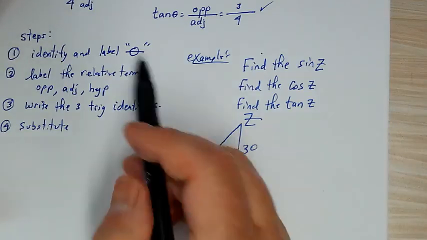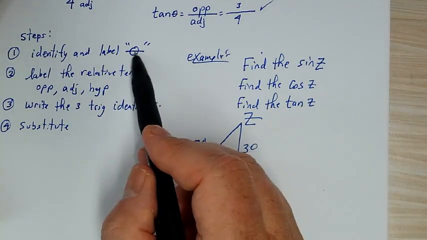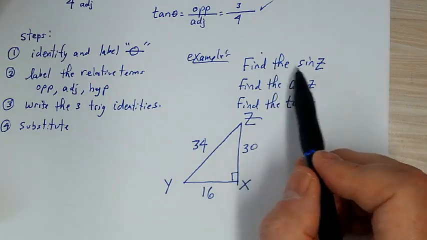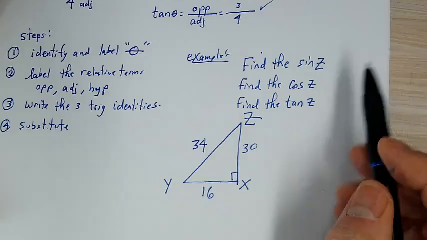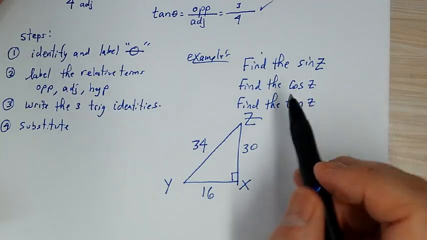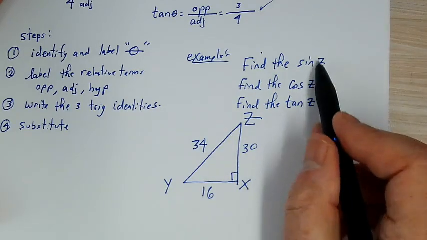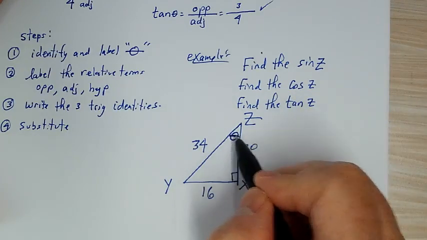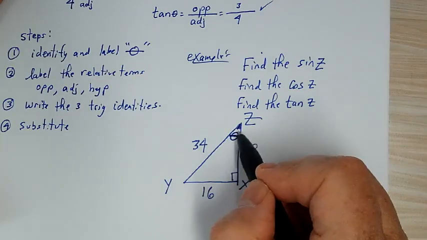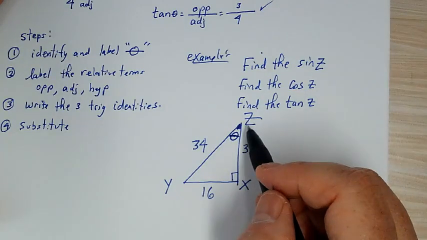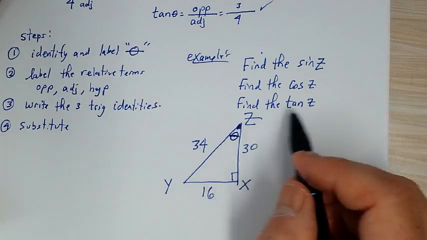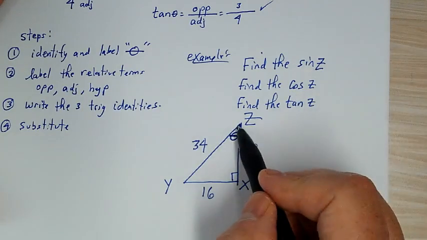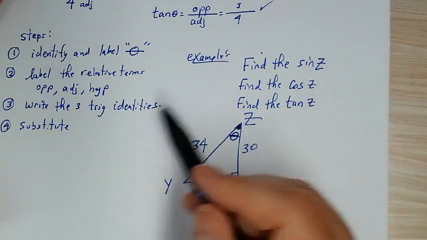Let's identify and label theta. Theta is the reference angle. So if they're asking you to find the sine of z and the cosine of z and the tangent of z, guess what's your reference angle? Well, we're talking about angle z. It's all with respect to angle z. So that is my theta. That's my reference angle. It's the angle that we're looking for the sine, cosine, and tangent of. And the theta, the reference angle, is what gives meaning to opposite, adjacent, and hypotenuse.